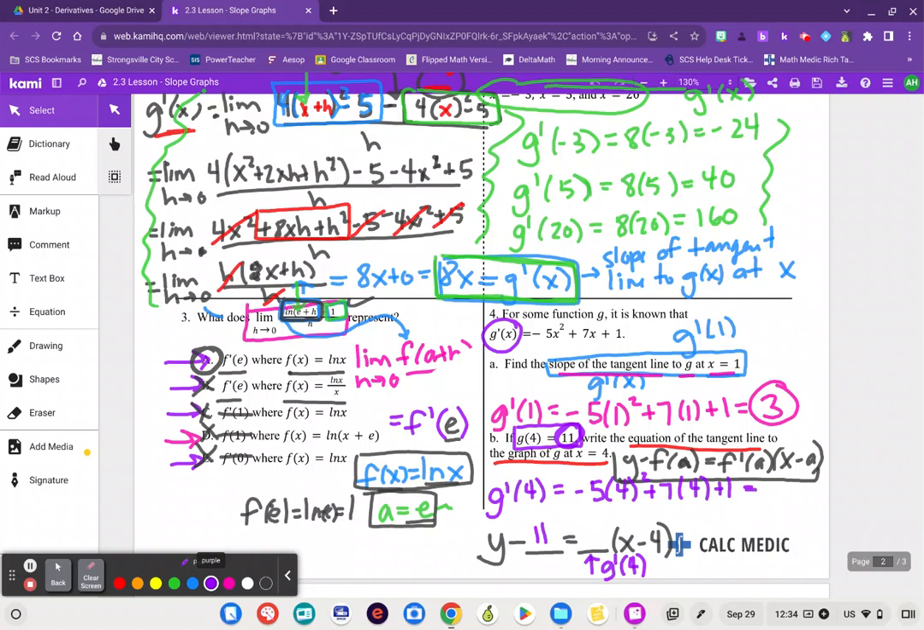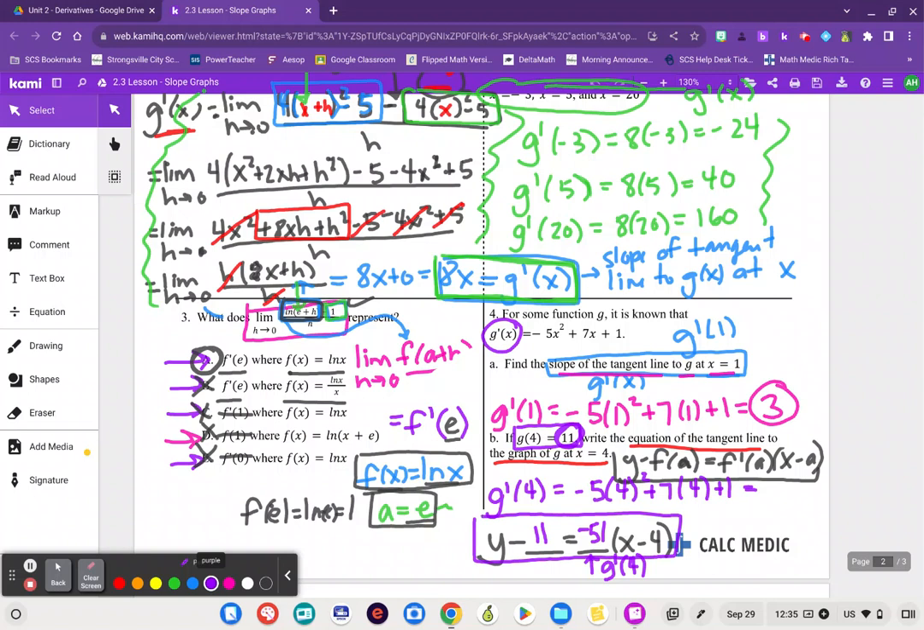All right, let's see. We've got 4 squared is 16 times negative 5, I think is negative 80. Negative 80 plus 28 plus 1. I think we get negative 51. Whew. Okay. Double check my math on that, right? Okay, so that's my final answer, right? The equation of the tangent line to the g function at x equals 4.